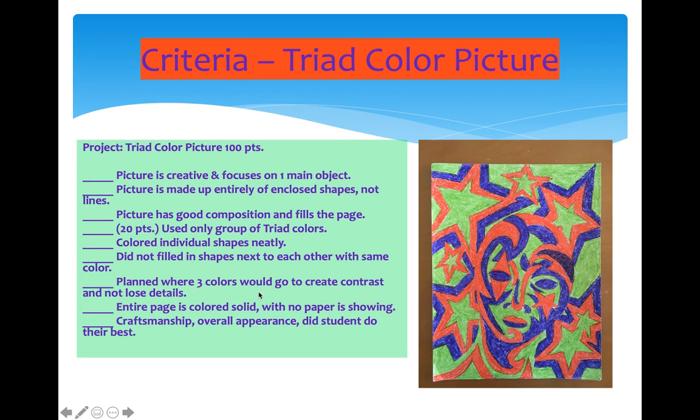Your picture planned where the 3 colors would go to create contrast and not lose the details. And I'm going to show you when I get to the plans and the drawing spots how I labeled my picture of where my colors would go. Entire page is colored solid with no paper showing. So we don't want to color fuzzy. We want to make sure the entire shape is filled in, the edging is neat, and that it's solid. And that means no paper showing.